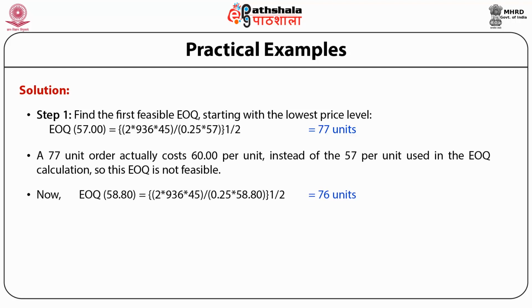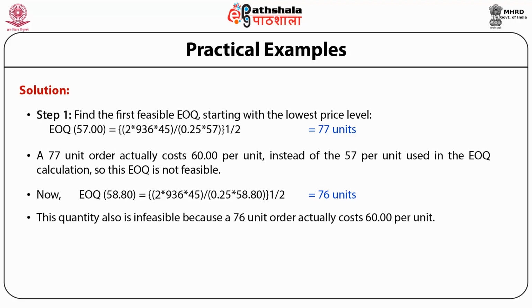EOQ 58.80 equals root of 2DS upon H, equal to 2 into 936 into 45 divided by 0.25 into 58.80, and its root equals 76 units.